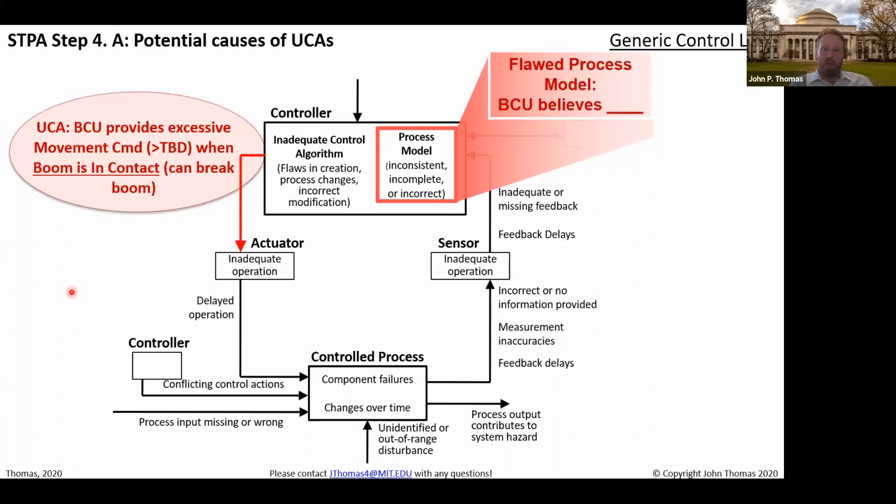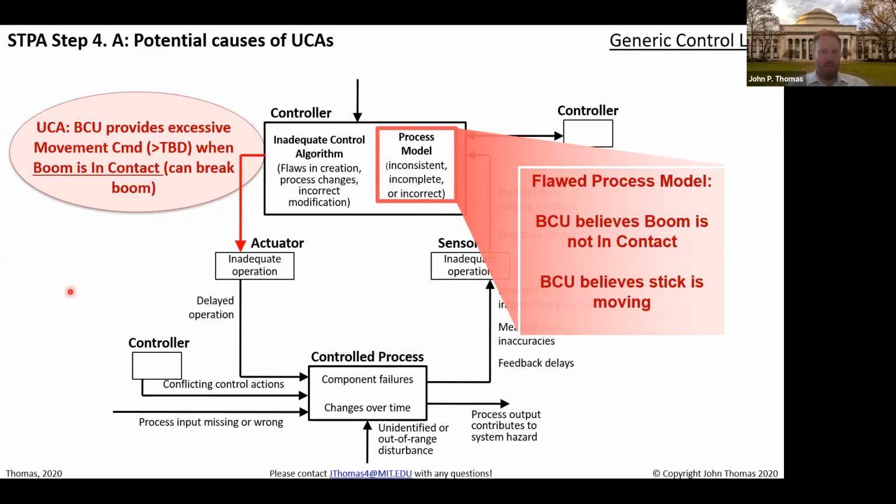What other beliefs could explain it? Now, being not in contact by itself is not enough to move the boom. It has to believe more than the fact that it's not in contact. What else does it have to believe? So we're not coupled. What else does it have to think is happening in order to pass on a movement command? If it believes that the stick is moving and that we're not in contact, there you go. We're going to move the boom, aren't we? If you're the BCU.